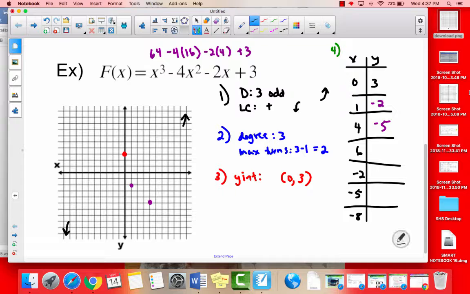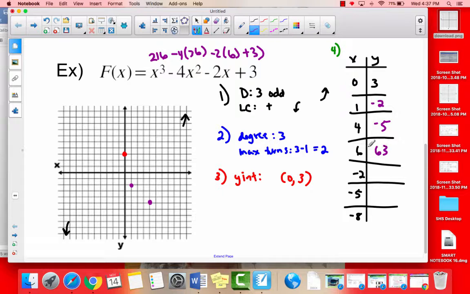Okay, so now I can go ahead and plug in 6. You guys are all very capable of plugging in numbers into a table, okay, but I just want to make sure you show your work. So 6 to the third, that's 216, and then minus 4, 6 squared is 36, minus 2 times 6, and then plus 3. So now I can go ahead and calculate all of that out, and when I do that, I get positive 63.